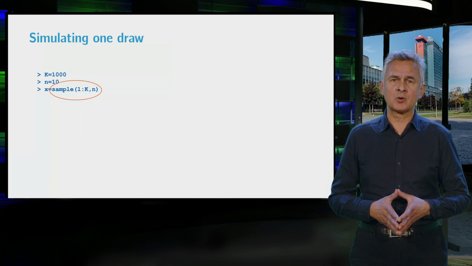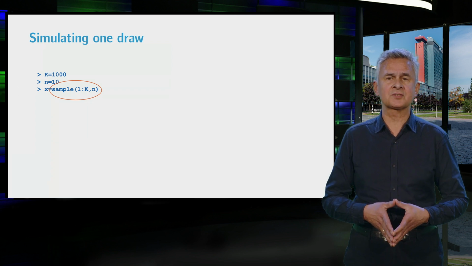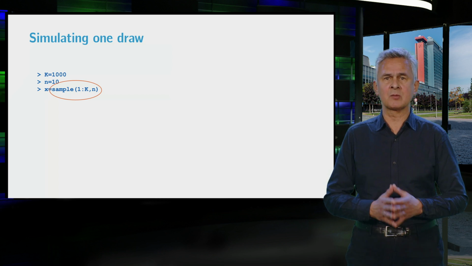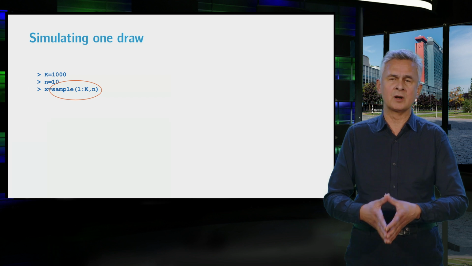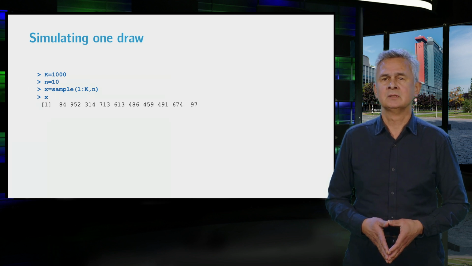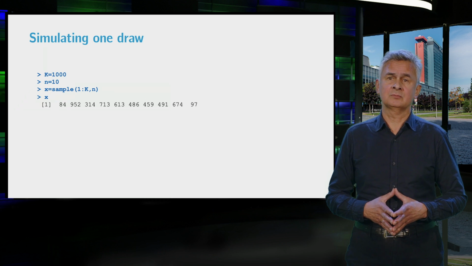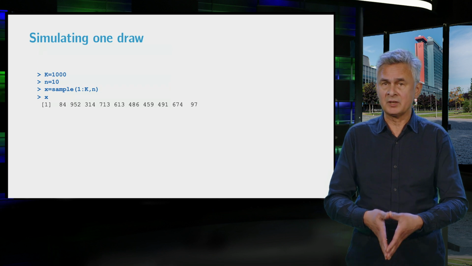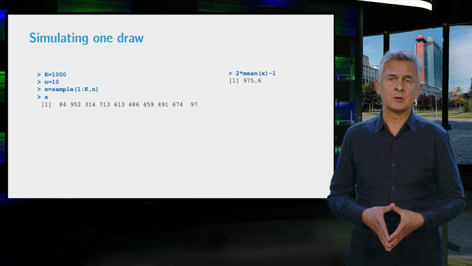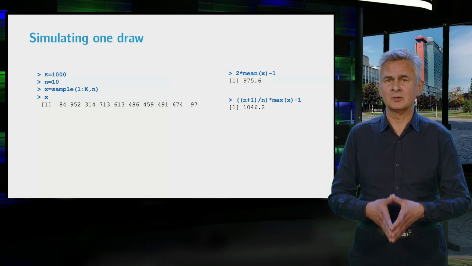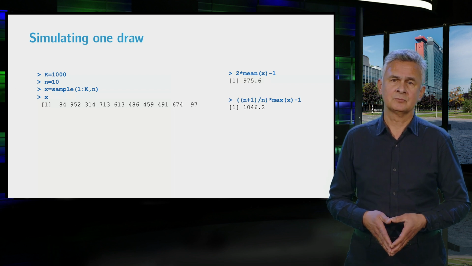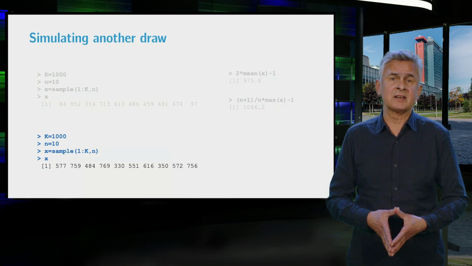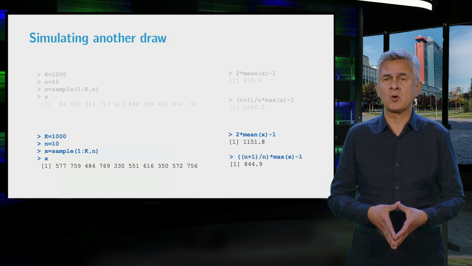Now we can simulate the drawing of the balls by using the R command sample. And in this case, the R command sample draws 10 numbers without replacement from the numbers 1 to 1,000. Now running this code produces a dataset X consisting of 10 numbers. And for this dataset, we find the value of estimator 1 and the value for estimator 2. Now, if we repeat the whole procedure, it's very likely that we will find 10 other numbers, and therefore also other estimates.